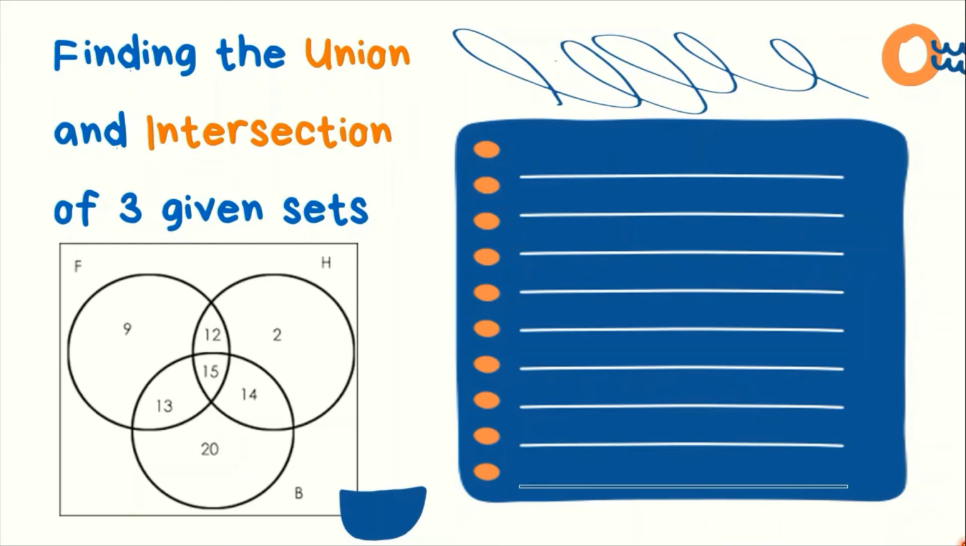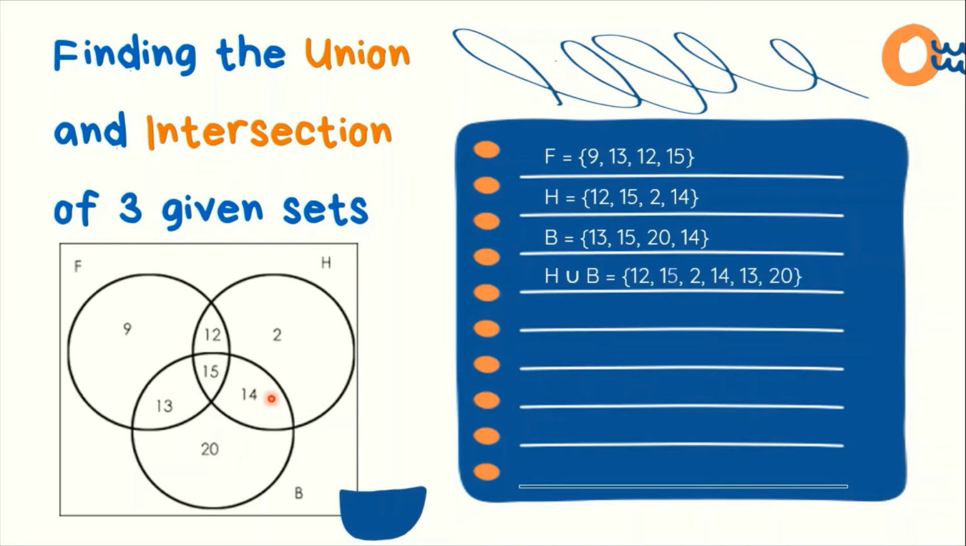Now, let's focus on set F. Yung mga elements ni set F ay 9. We also have 13, 12, and 15. So, ito lamang yung mga numbers na nasa loob ni set F. The rest ay hindi niya elements. Kay set H naman, we have 12, 15, 2, and 14. Kay set B naman, meron siyang 13, 15, 20, and 14. So, yun lang yung kanyang mga elements.